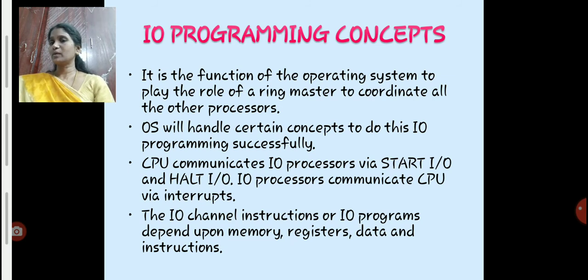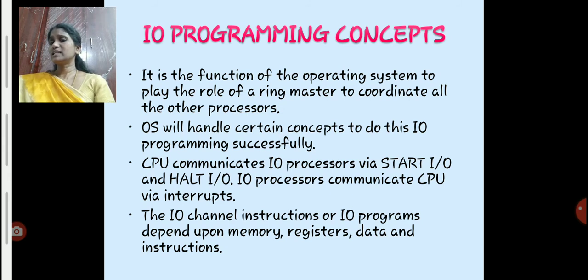So what is IO programming concept? There is a communication between the processor CPU and the IO processor, right? When the CPU communicates with IO processors, they do it with IO instructions. Then when the IO processors connect with the CPU, they do it with interrupts. So this is the difference. CPU communicates with IO instructions, and IO devices or IO processors communicate with CPU with interrupts. So this is about the communication between these two, right?